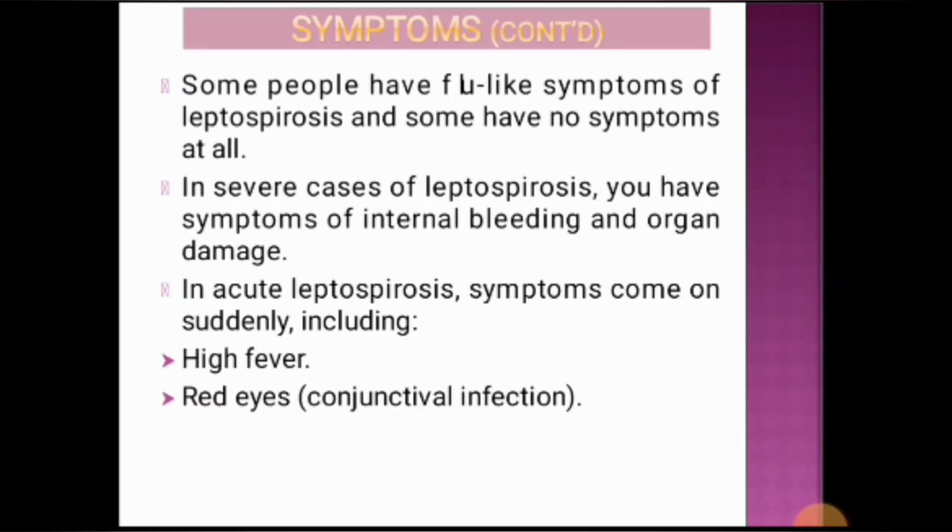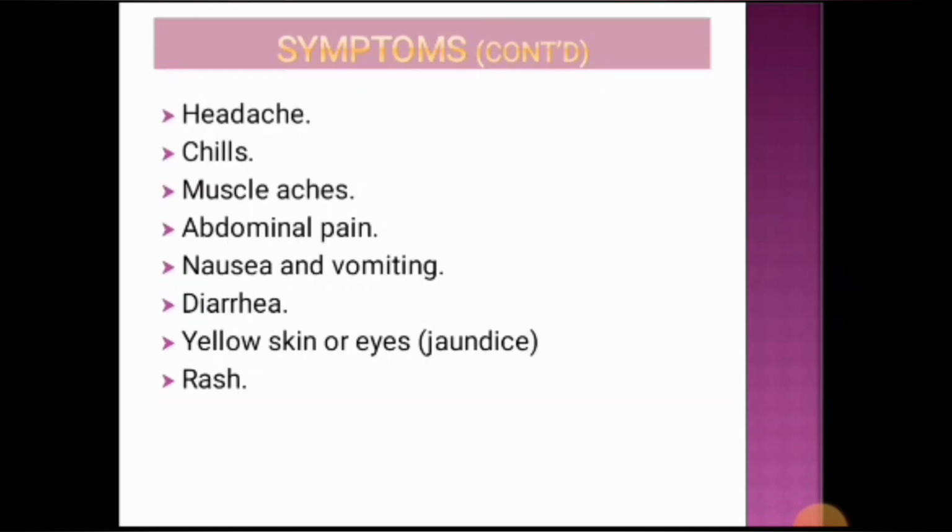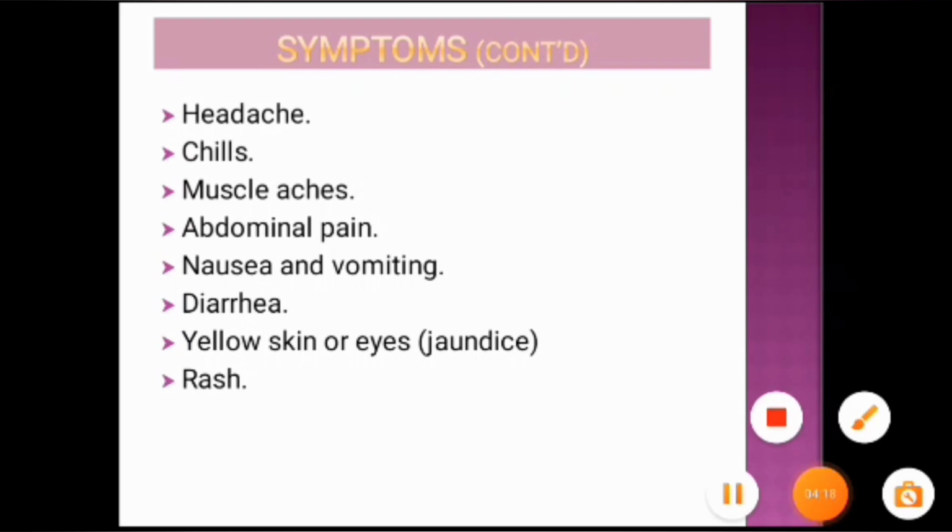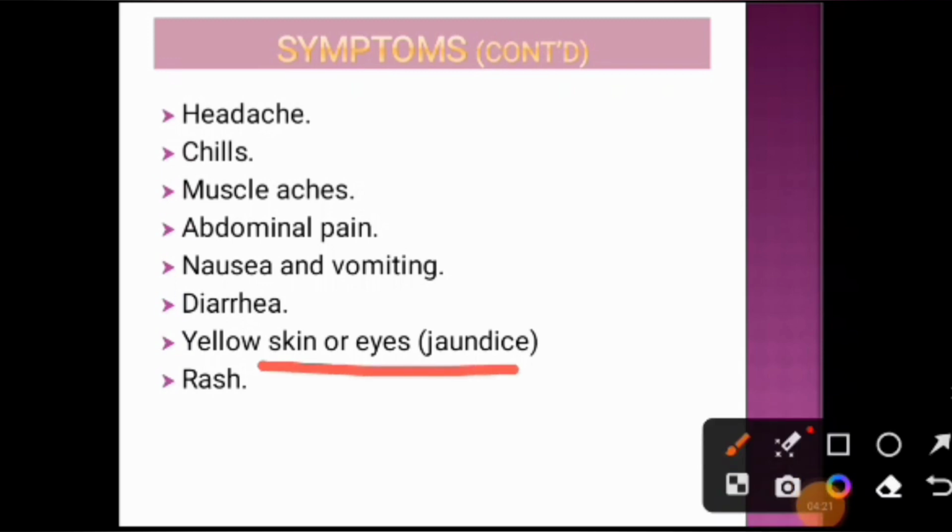Now the symptoms. Some people have flu-like symptoms of Leptospirosis and some have no symptoms at all. In severe cases of Leptospirosis, you have symptoms of internal bleeding and organ damage. In acute Leptospirosis, symptoms come on suddenly. That includes high fever, red eyes, that is conjunctival infection. Other symptoms are headache, chills, muscle ache, abdominal pain, nausea and vomiting, diarrhea, yellow skin or eyes, that is jaundice. It is an important symptom of this disease. Another symptom is also rash.